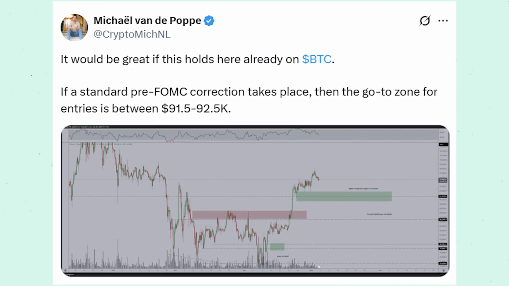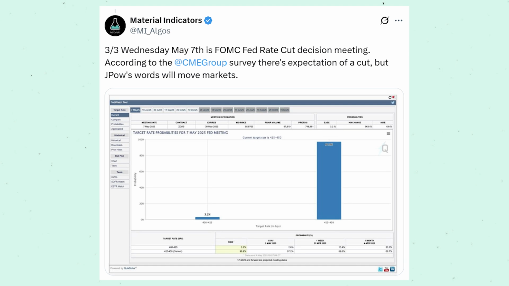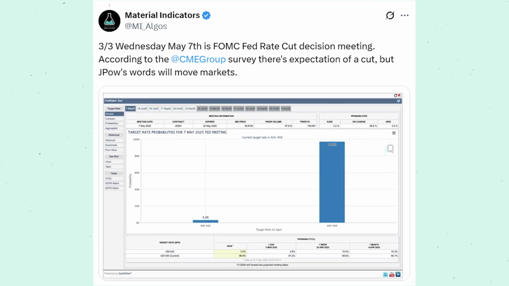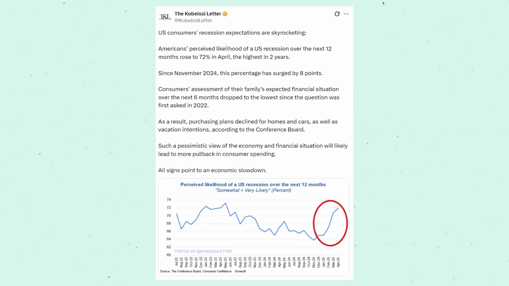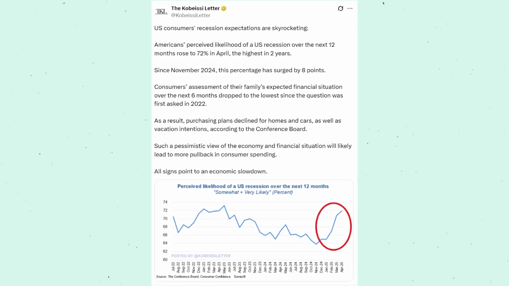The May 7 Fed meeting is expected to influence all risk assets, and while no major policy shift is predicted, Fed Chair Jerome Powell's tone could spark significant price moves. Despite recent selling pressure and profit-taking, sentiment among traders remains cautiously optimistic.